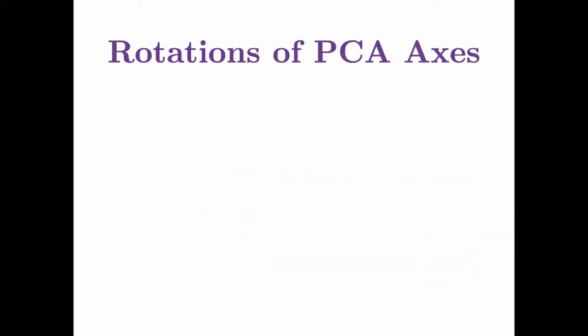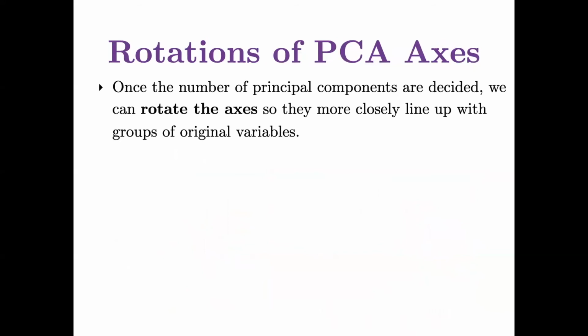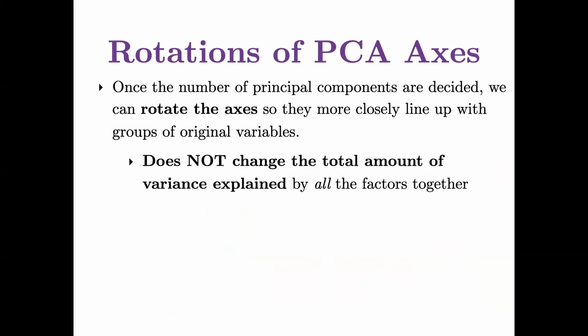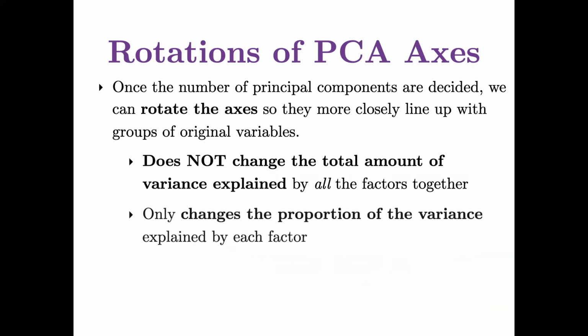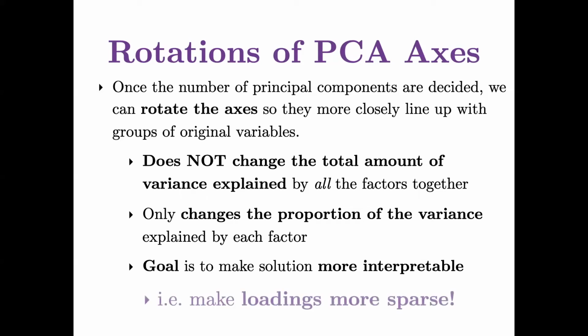So once that number of components is decided, we can rotate the axes so that they more closely line up with groups of original variables. It does not change the total amount of variance that's explained by all of those factors together. It only changes the proportion of the variance that's explained by each factor. And the goal, the reason that we do this, is to make the solution more interpretable. How? By making the loadings more sparse.